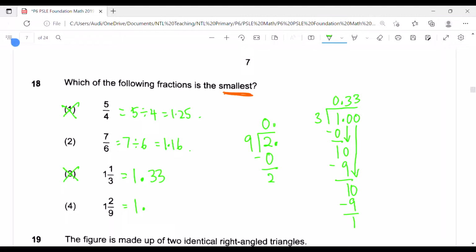Put the decimal point. Now you put a 0. Bring the 0 down. 2, 18. 2, 0. Bring this down. 2 again. 18. 2. And we will stop here. Remember, we are comparing number 2 and number 4. So you can see that number 4 is bigger than number 2. So we scratch number 4. This is our answer.